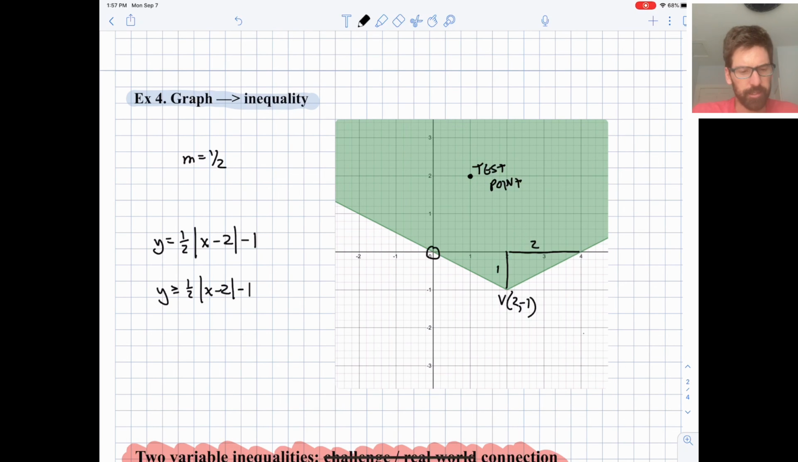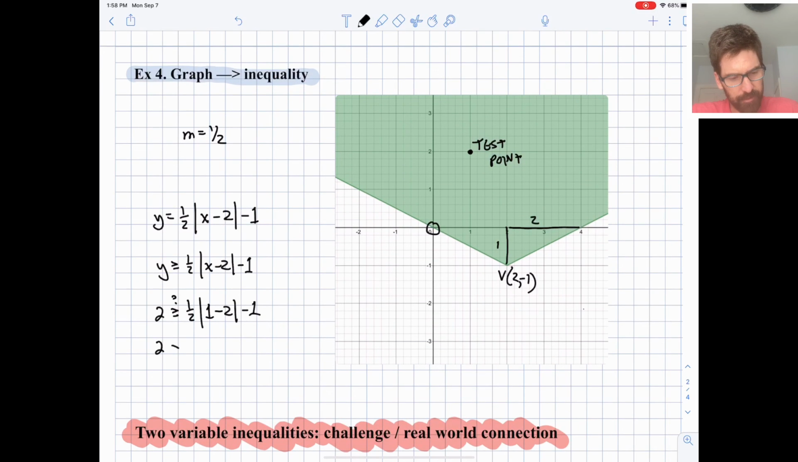So x is 1, y is 2. So is 2 greater than or equal to 1/2 times the absolute value of 1 minus 2, minus 1? Okay, probably good practice to make your 1s not look like your absolute value bars. That confuses things. So let's simplify this. Is 2 greater than or equal to 1/2? 1 minus 2 is negative 1, and the absolute value of that is positive 1. So then minus the other 1. Is 2 greater than or equal to 1/2 minus 1?